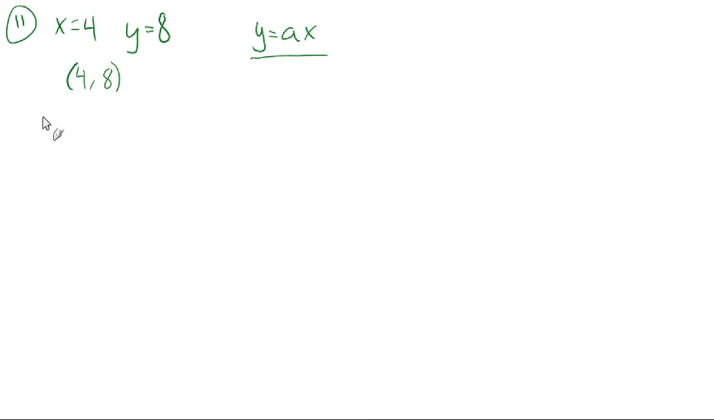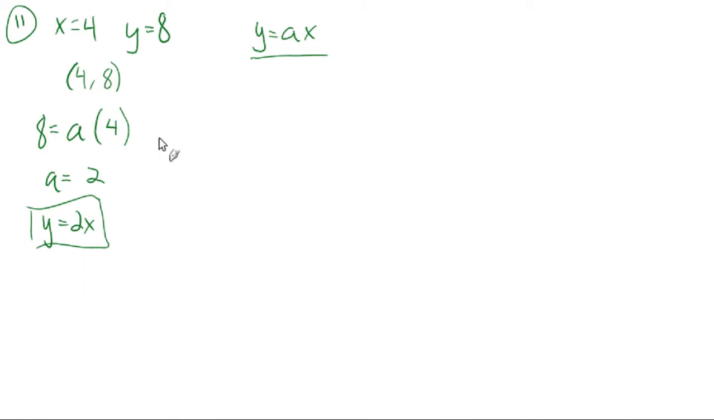It's just like before, y is 8, and x is 4. So a is going to be 2. So y equals 2x is our equation. That's the first part of the question. It then says find y when x is equal to 12. So this is our equation. If we plug in an x of 12, we'll get a y of 24. And so there's the second part of our problem number 11. Here's our equation, and here is y when x is 12.